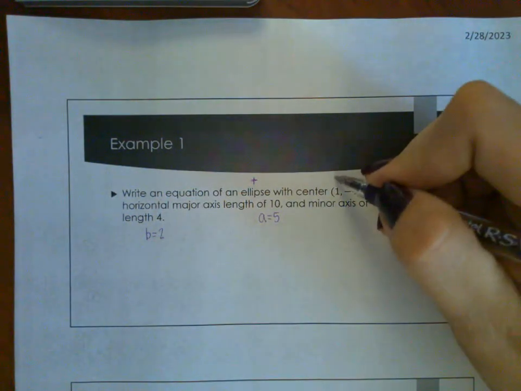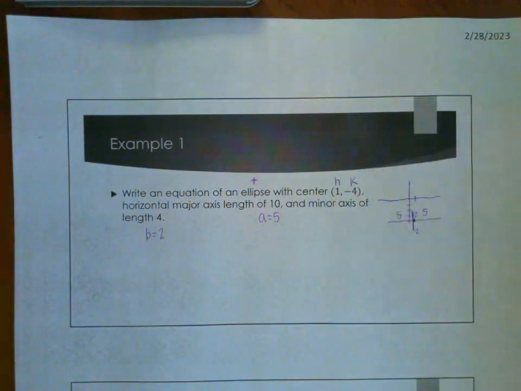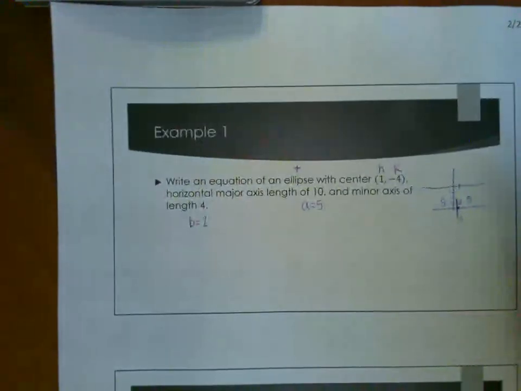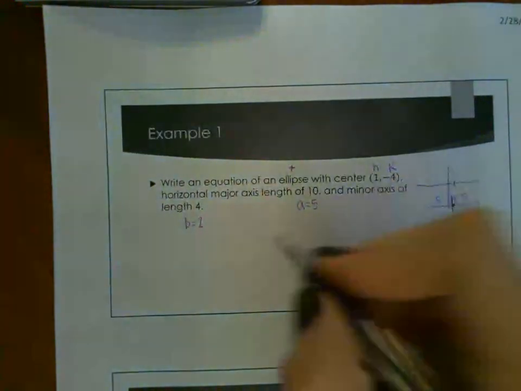Well, now I'm going to label this as h and k, and I'm going to start putting together my equation. So I know that I need to start with x minus h, so I'm going to have x minus 1.